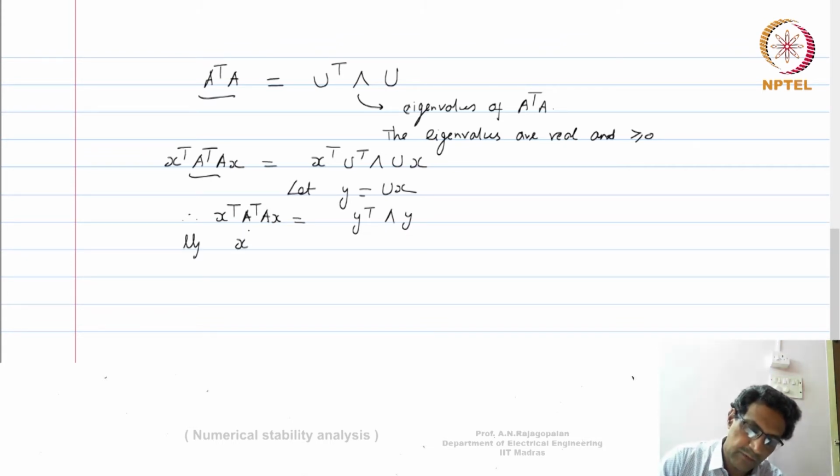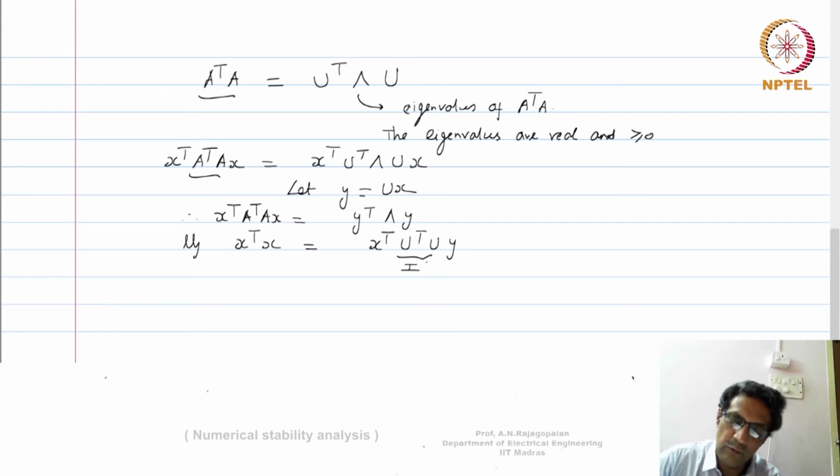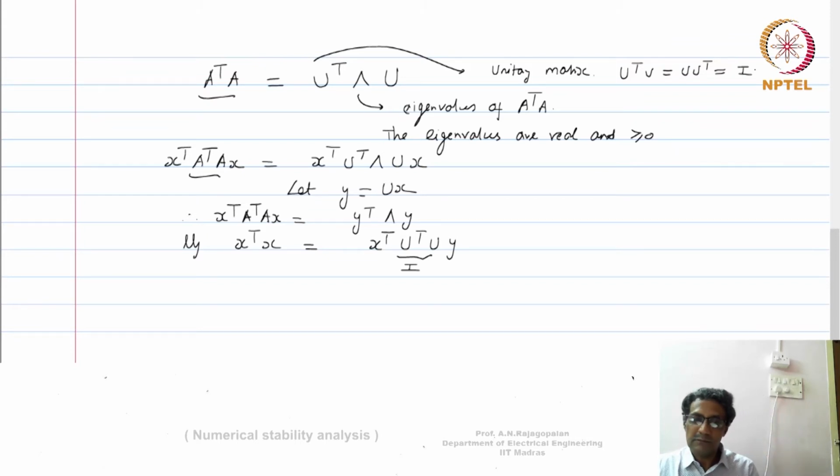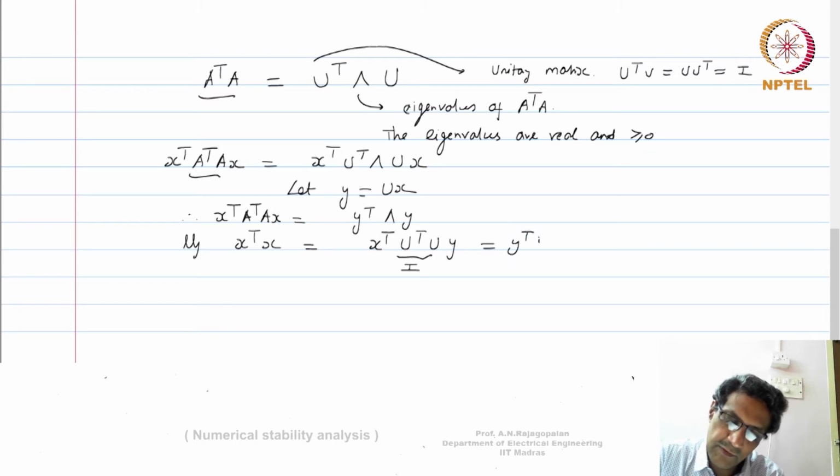Similarly, X transpose X can then be written as X transpose U transpose UX, because U transpose U is identity. Remember, this is a unitary transform, this is a unitary matrix. That is, U transpose U is equal to identity, right? And therefore, if I substitute UX as Y, then I get Y transpose Y.